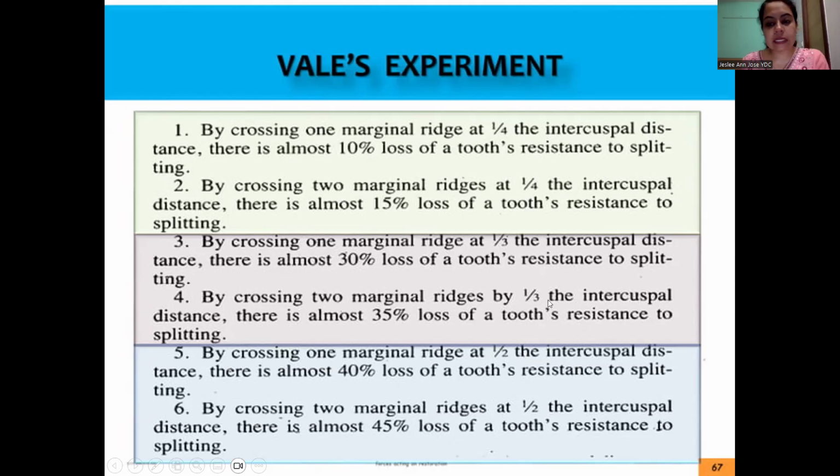When you increase the width of the cavity to a conventional cavity preparation by including 1/3 of the intercuspal distance, there is further beyond 30% loss. And when you again involve the second marginal ridge, that is both marginal ridges are involved, it becomes 35% loss. Next is the case wherein you are increasing the width of the cavity to 1/2 of the intercuspal distance. Again, you are causing a loss of 40%. And when you involve both the marginal ridges, it is going to cost you 45% loss of a tooth's resistance to splitting.